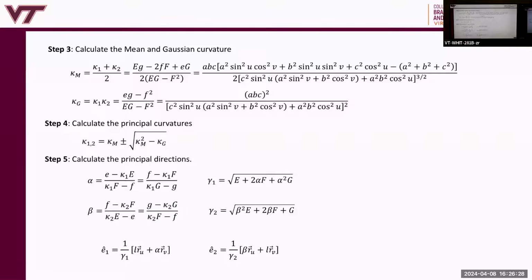So now step 3, calculate the mean and Gaussian curvature. These are in terms of these parameters, right? So you calculate those, you get these results here. And calculate the principal curvatures. Once you have kappa M and kappa G, you can calculate kappa 1 and kappa 2. Yeah? All right, then once you have kappa 1 and kappa 2, you can calculate the principal directions because you need alpha, beta, gamma 1, and gamma 2. Yeah? So here's alpha and beta, gamma 1 and gamma 2, and they're all in terms of kappa 1, kappa 2, and E, F, and G, lowercase and uppercase. And, of course, alpha and beta, but you calculate those first. Yeah? Good.